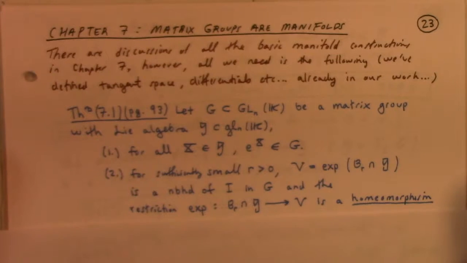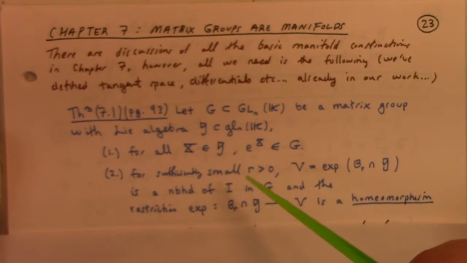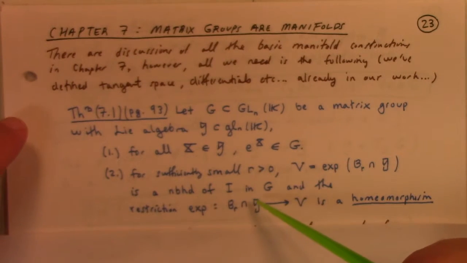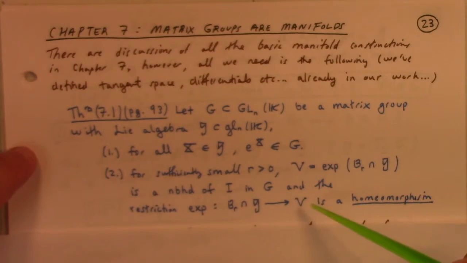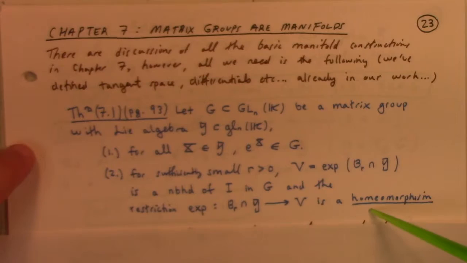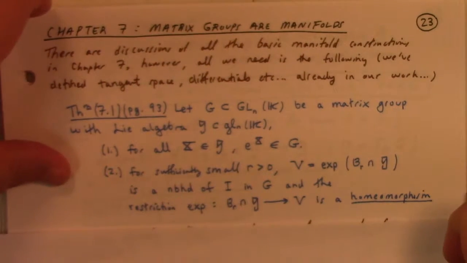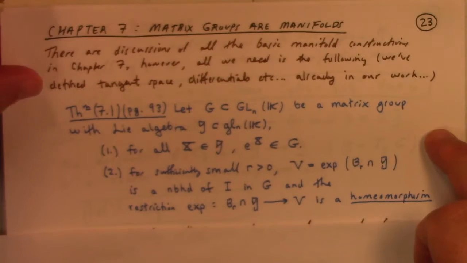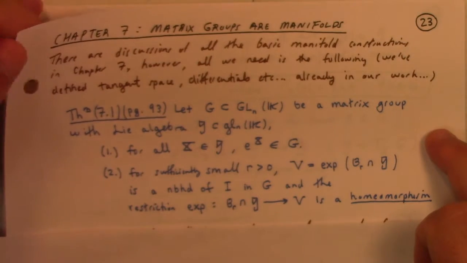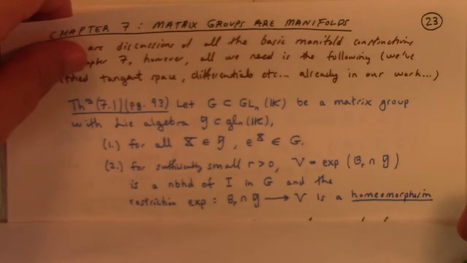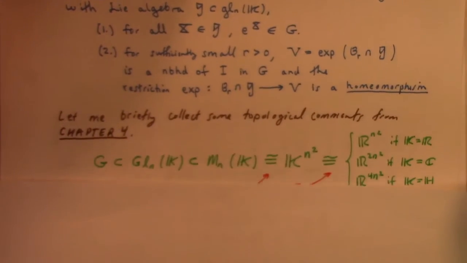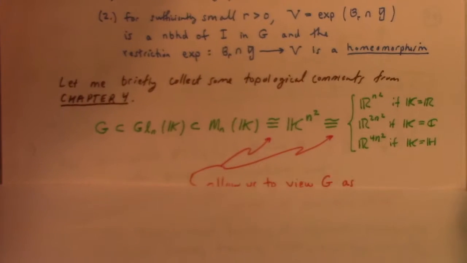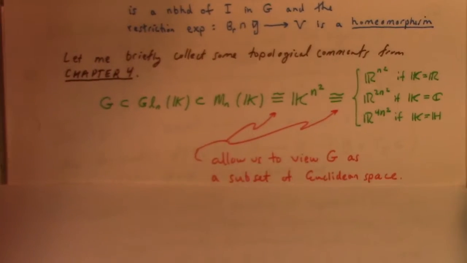And so the restriction of the exponential to this open ball in the Lie algebra, close to the identity, gives you a homeomorphism onto that subset of the Lie group. So in other words, if you suitably restrict the exponential, it gives you a patch from the Lie algebra to the Lie group. Now, topologically, it's pretty simple what's going on here.